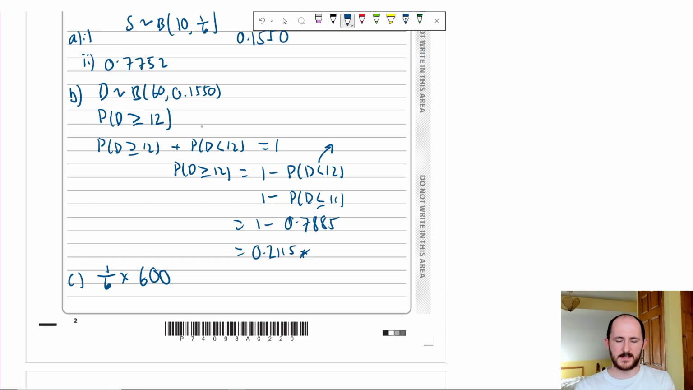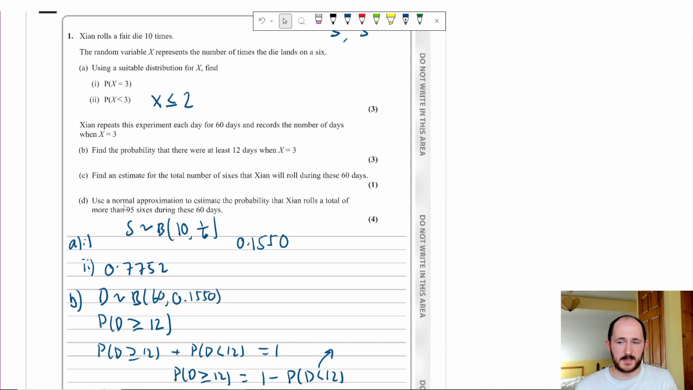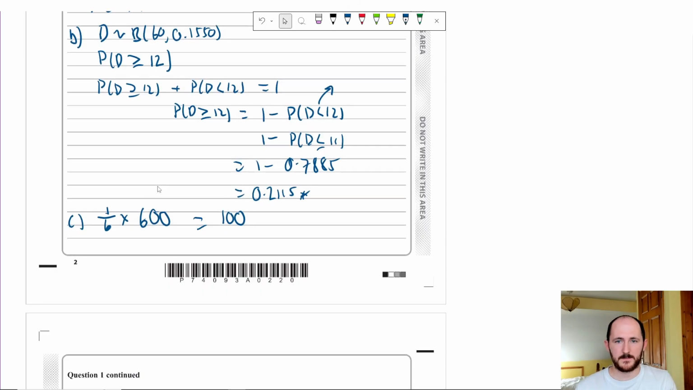So if he's going to get a 6 roughly 1/6 of the time, then it should be 1/6 of 600. So again, total number of times he's doing it, well, he's doing it for 60 days, so that's where the 60 comes from, but he's doing it 10 times each day, which is 600. And again, the probability of getting a 6 as an estimate is going to be 1 over 6.